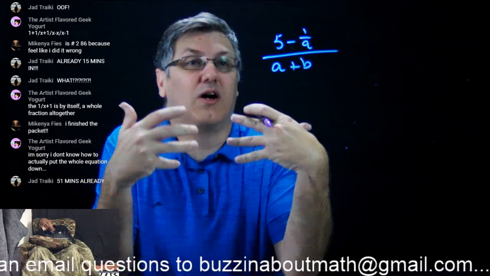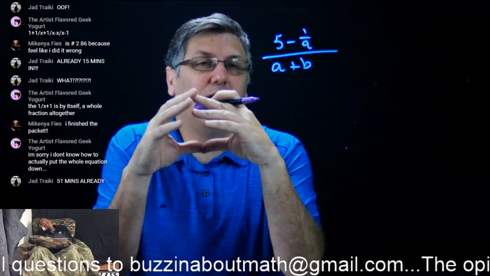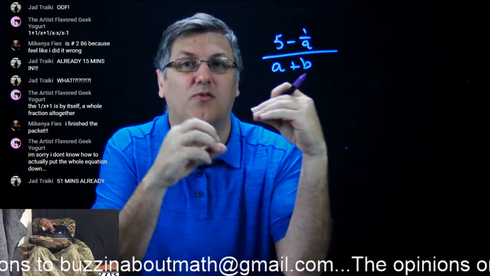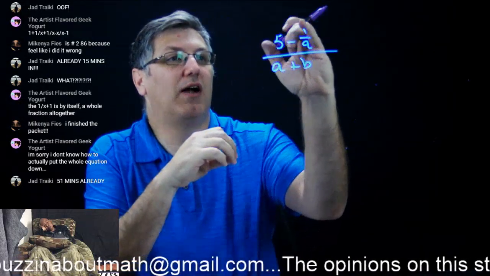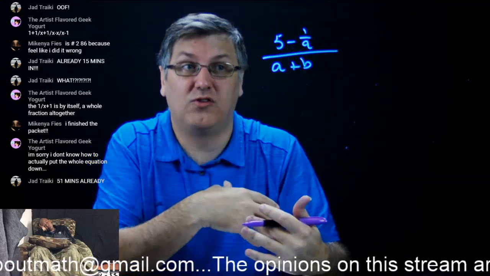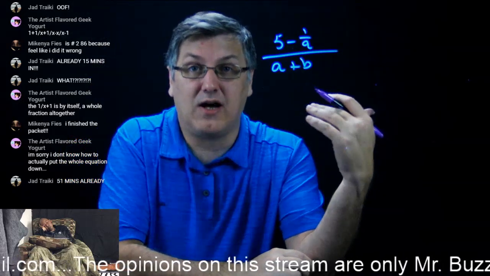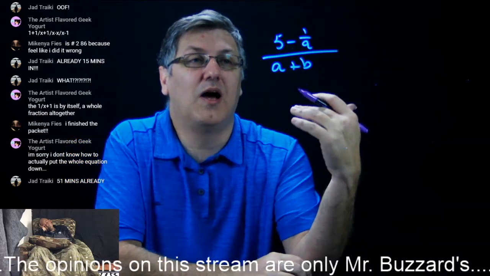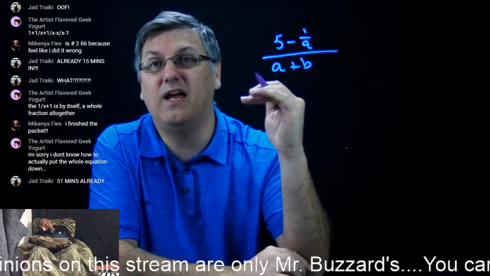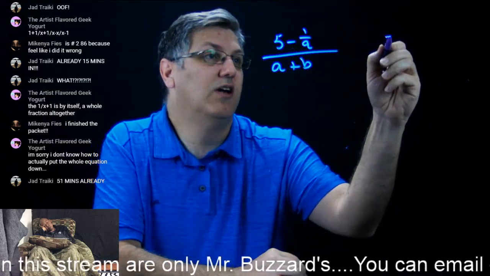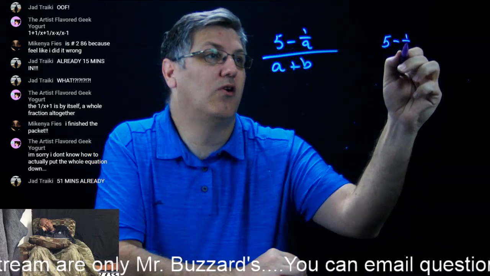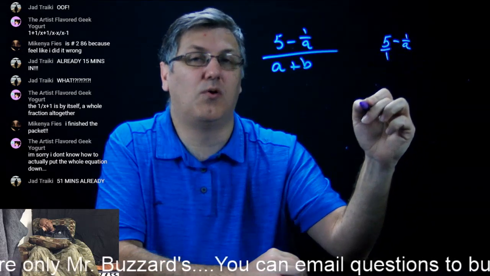So when you're working with complex fractions like this, the first thing you have to do is get it to a fraction over a fraction. So this 5 minus 1 over a, you have to deal with that first. I'm going to subtract those, and I'm going to have to get a common denominator. So to get a common denominator, I'm going to multiply this 5 by a over a, which is 1. A side note, I'm going to do 5 minus 1 over a. This is really over 1.